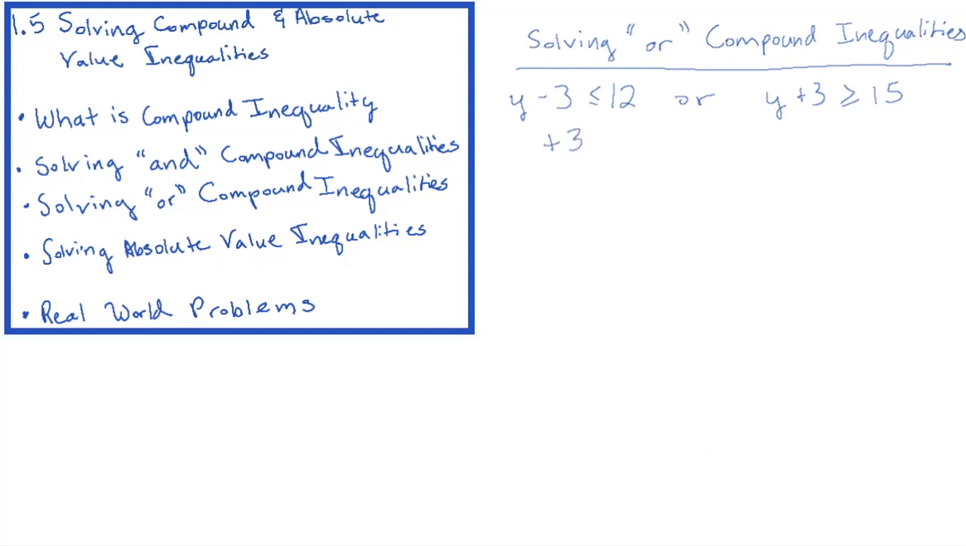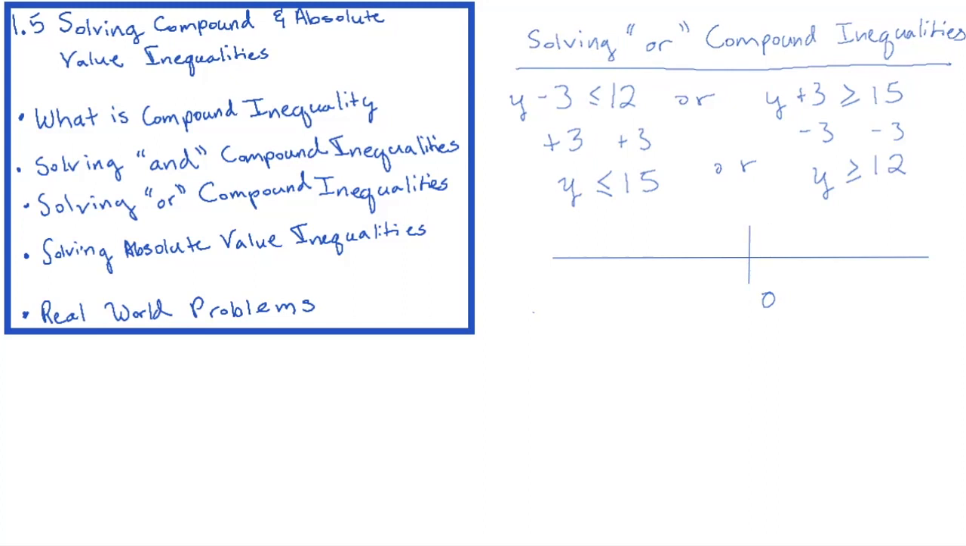If we have, we could add 3 to both sides, right? And that gives us y is less than or equal to 15. Or we could subtract 3 from both sides, and we end up with y is greater than or equal to 12. Now, this is something curious. Whereas before it seemed like we have an OR problem, now let's think about what's happening here. Y is less than or equal to 15. Y is greater than or equal to 12.